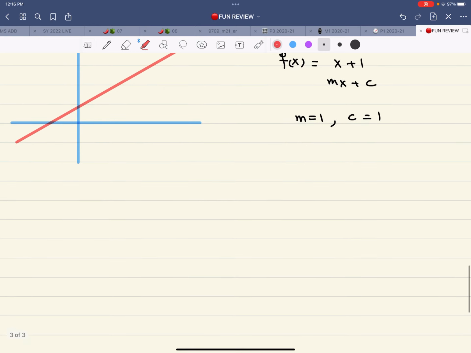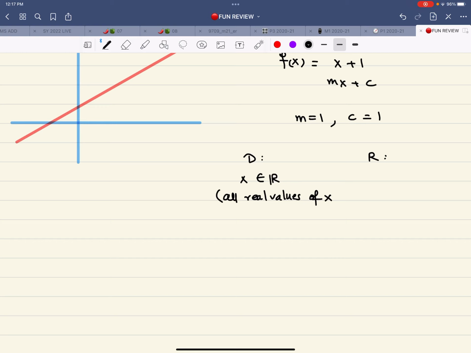Now, let me assign different domains to it. For example, domain, range. If the domain is x is an element of all real numbers, what does it mean? It means all real values of x. Real means values that you can see. Positive, negative, 0, decimal, fraction, integer. These are all real. Anything on the x-axis, anything on the y-axis.